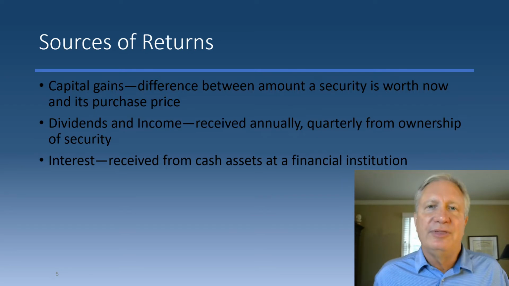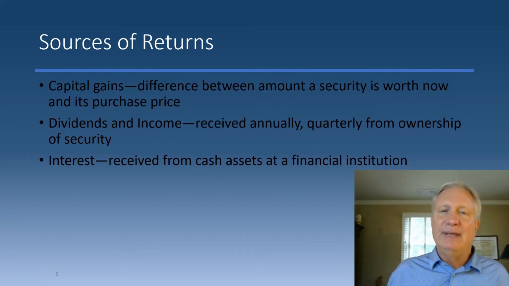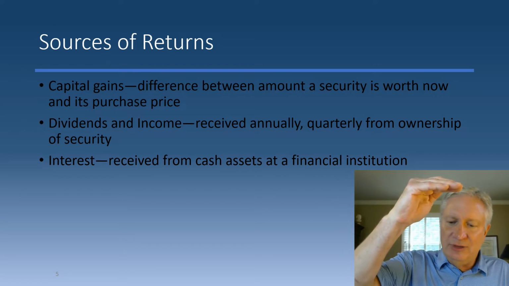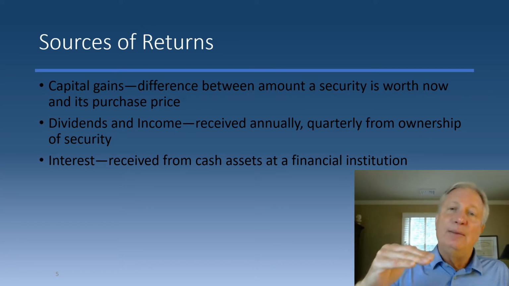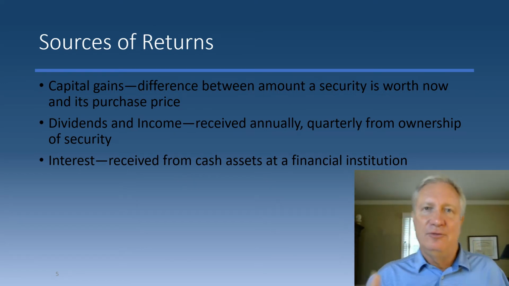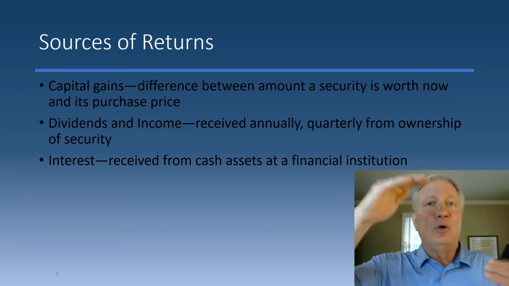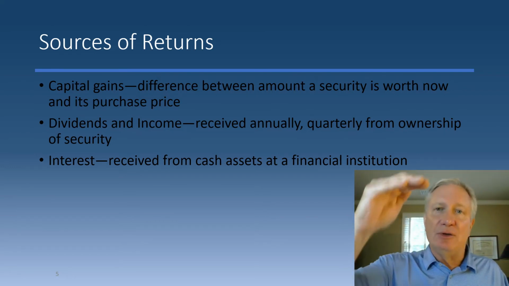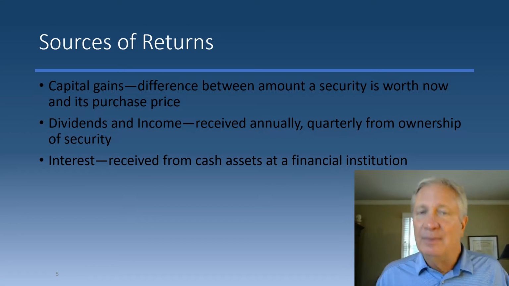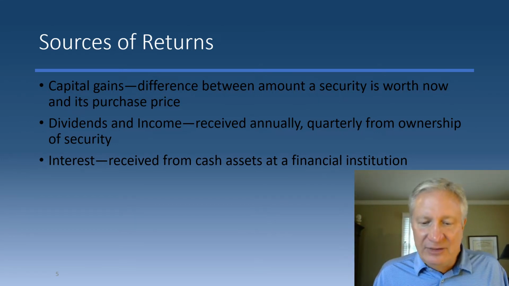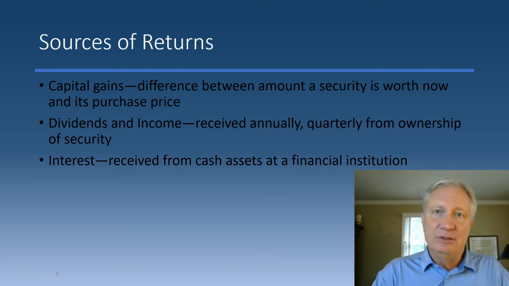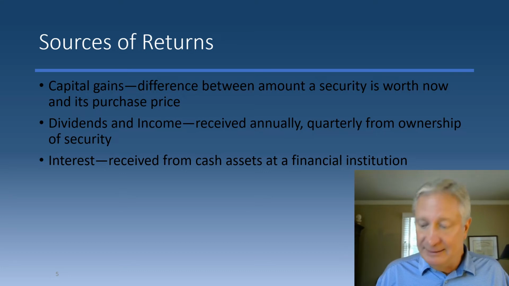Sources of returns in investing come from capital gains. The capital gain is the difference between what the value is today, really what you'd sell it at if you sold it today, and what you purchased the asset for. You're looking for gains, an increase in value of the asset. Then there are dividends and income. You often receive dividends with stocks every year, or they're paid maybe quarterly. And then interest from assets like bonds or money that you invest at a financial institution, maybe like a bank.